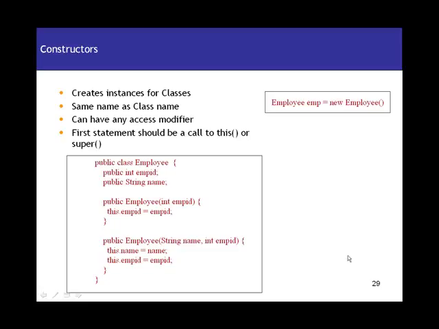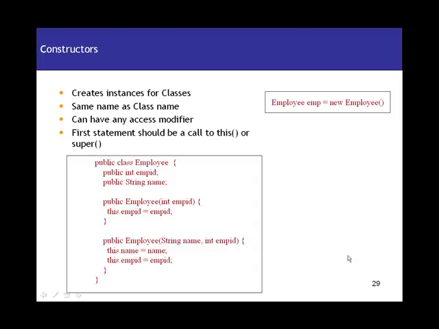Okay, constructors. So what are constructors in Java and why do you use constructors? Basically, constructors are used to create an instance of a class, right? We've talked earlier that whenever you use the new keyword, a new instance of the class is created on the heap. But what exactly are you calling when you say new? You're calling nothing but the constructor for that class.